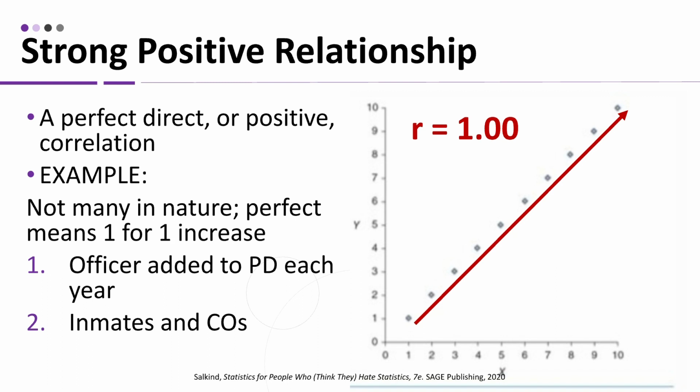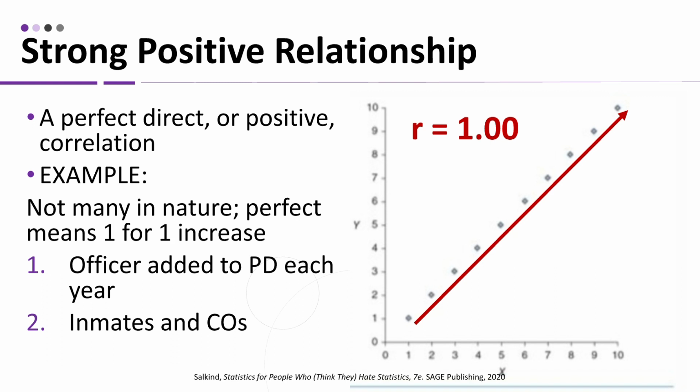So these don't happen very much naturally speaking. They're not found in nature very much. They're not really found in criminal justice research very often because it's not likely that you are going to have two variables that are connected so strongly that are just randomly existing.